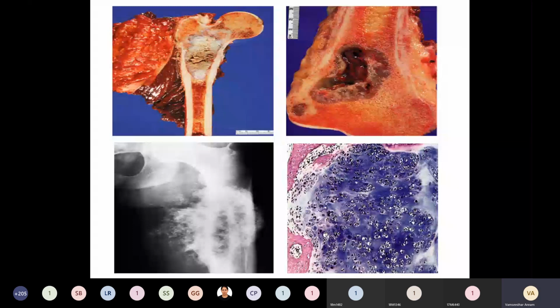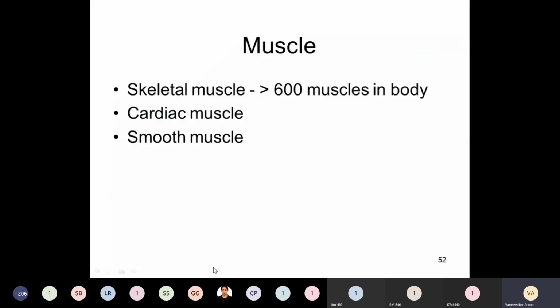So here you can see this is the tumor, a cartilage tumor. Here you can see plenty of cartilage-like areas with nuclei showing pleomorphism and prominent nucleoli. Here also the tumor borders are not well defined and it is infiltrating into the underlying stroma. Then muscle. So this was about bone tumors. I just told about bone tumors and cartilage tumors, benign and malignant.